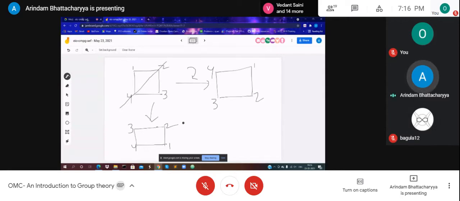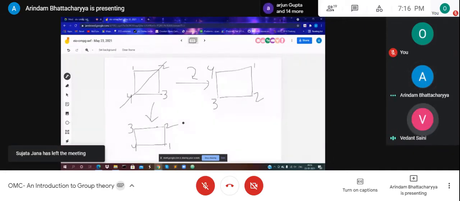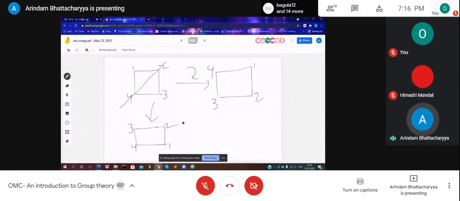So R is clockwise rotation by some angle 2 pi by n. What will be the inverse of that? I think R to the n minus 1. Anti-clockwise. Yeah, R to the n minus 1 or anti-clockwise. R to the power n minus one would be good, but I think that is hard to visualize. How do we get n minus one times?